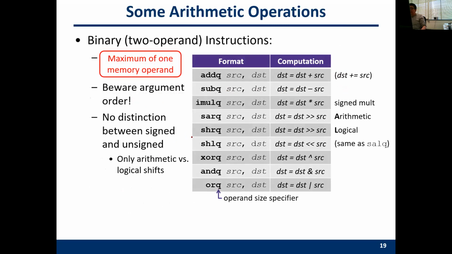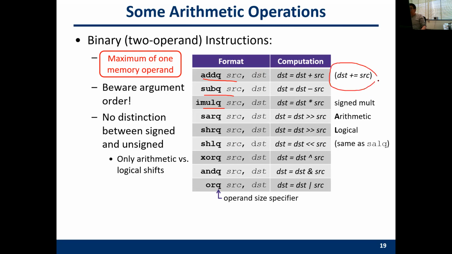And here are some examples of the arithmetic operations. This is addition. This is subtraction. This is multiplication. And then we have different types of shift and XOR operations. The first operand is the source. The second one is the destination. And the destination, at the very beginning, is used to store one operand. At the end of the operation, it is used to store the results.